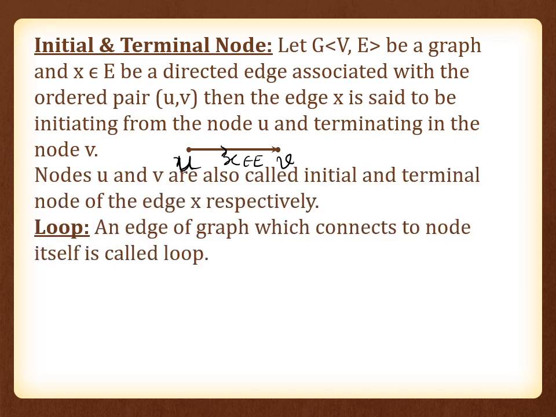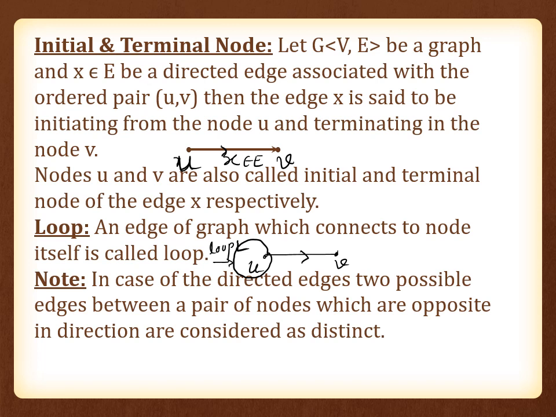Now loop. An edge of a graph which connects a node to itself is called a loop. Now if we have one edge from U to V, but the edge which is connecting to the node itself is called a loop. So this is a loop for the node U, an edge connecting to the node itself.